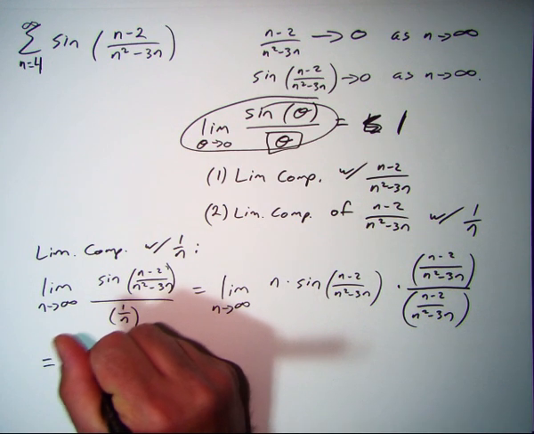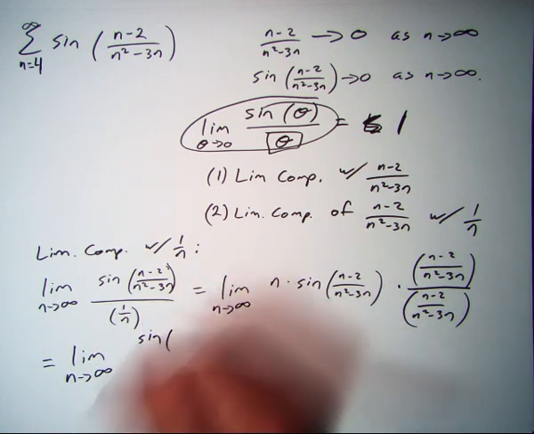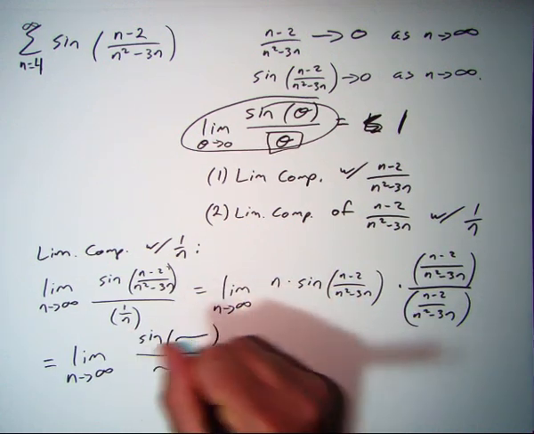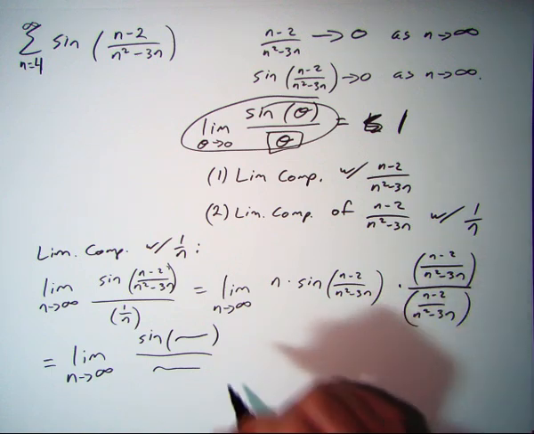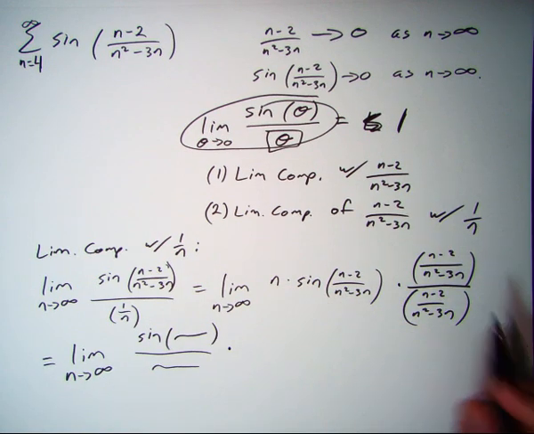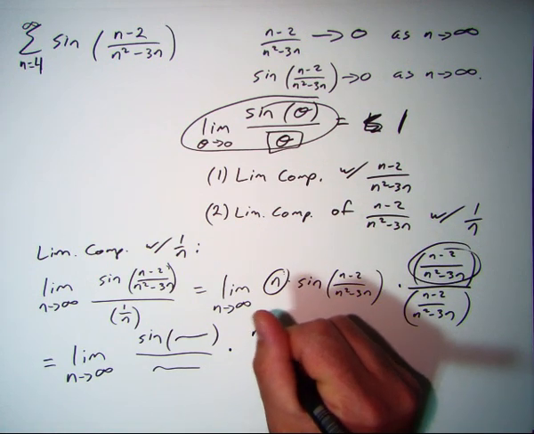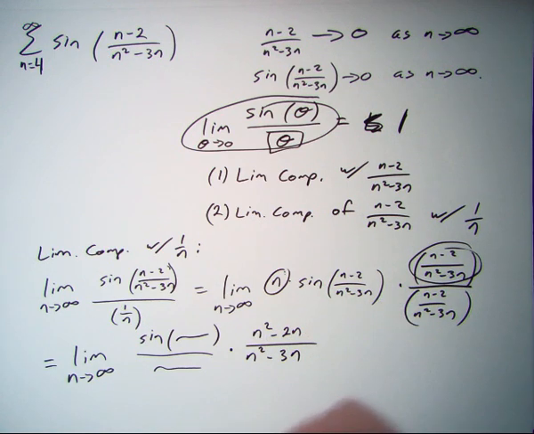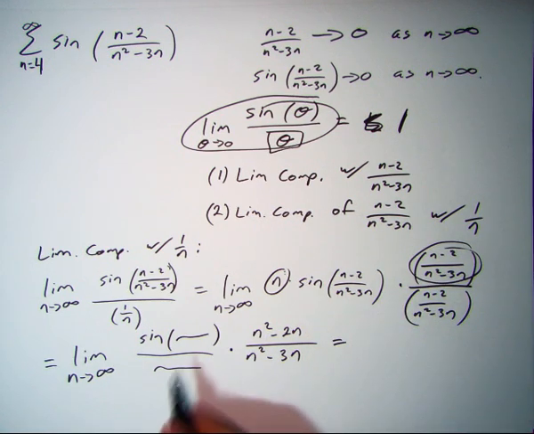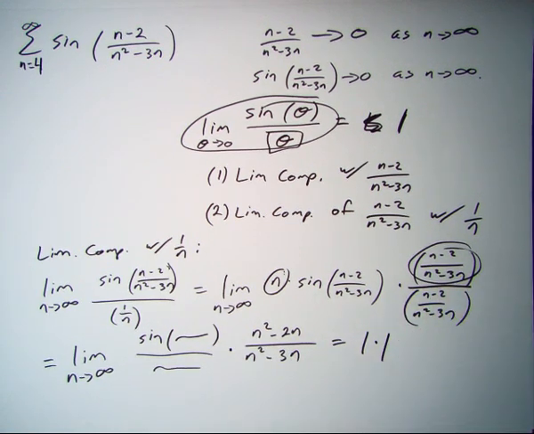And so this gives me the limit as n goes to infinity of sine of the angle divided by the angle, sine theta over theta. That's what matters as theta goes to 0. Times whatever is left. I've got this n over here, I've got this thing over here. That gives me (n² - 2n)/(n² - 3n). And so as n goes to infinity, this is n squared over n squared, that goes to 1. And so the whole thing goes to 1.